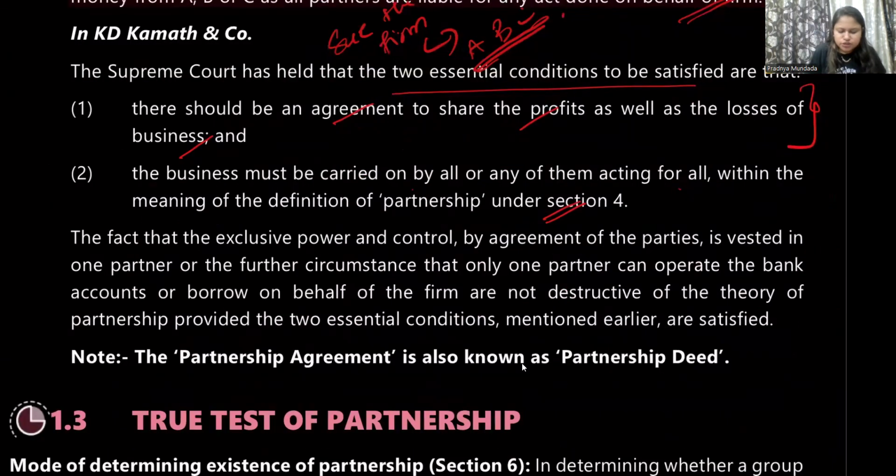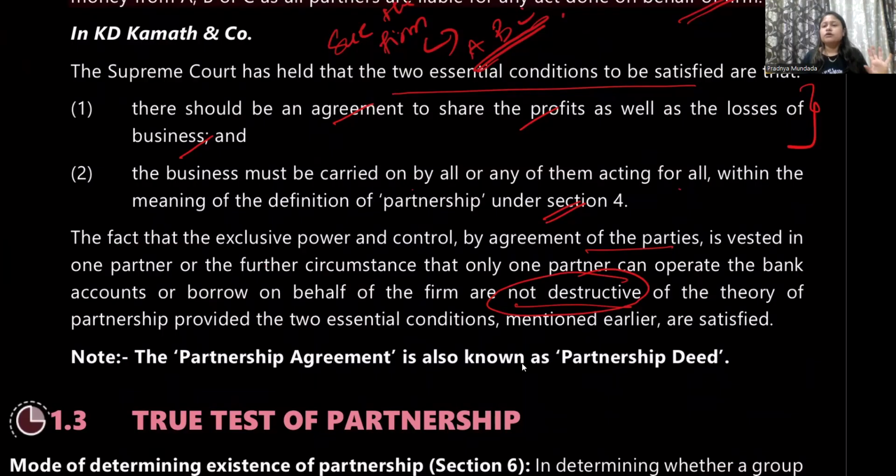The fact that the exclusive power and control by agreement of the parties is vested in one partner, or the further circumstance that only one partner can operate the bank account or borrow on behalf of the firm, are not destructive of the theory of partnership, provided the two essential conditions mentioned earlier are satisfied. So can you have one partner managing everything? Yes. Can he run the business? Yes. Can he operate the bank account alone? Yes. The point is, when he's doing something, he's automatically binding the others. So this is the concept of partnership. So it's not destructive in nature. That means if you're giving power only to one person, it does not mean it is not partnership.